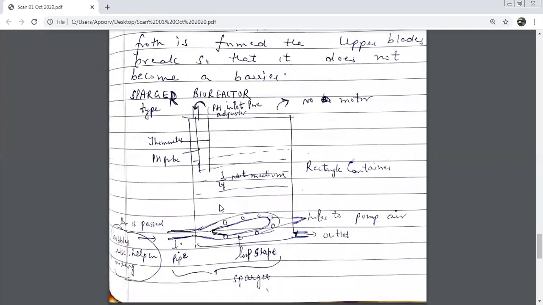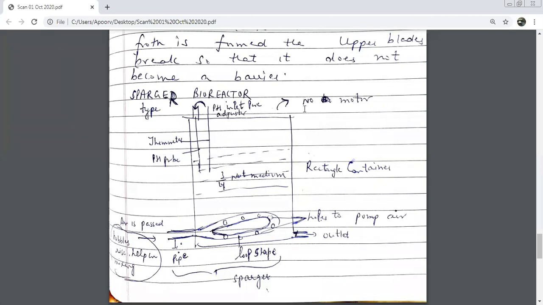Come to the second kind of bioreactor. What is its name? Sparger bioreactor. Everybody name it. Sparger bioreactor. It is not very different from this. If you see, the first difference which you all can see is that the base is rectangular. This is very important. There the base was what? Curved. Here it is a rectangular one. I have mentioned over here to remember this is a rectangle container. This is the only change till now.